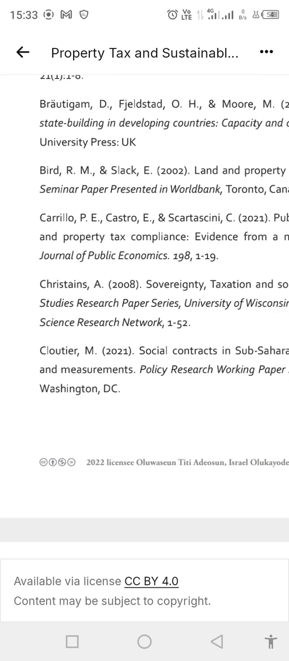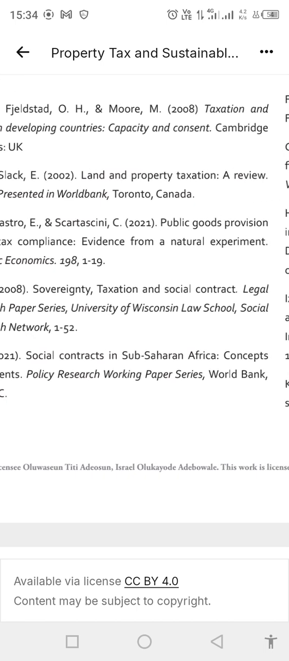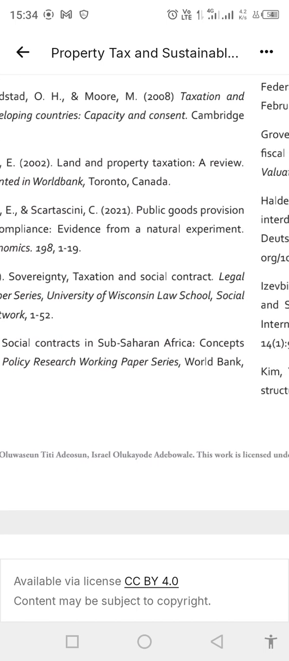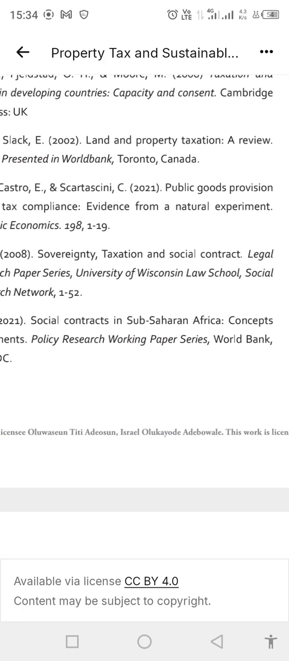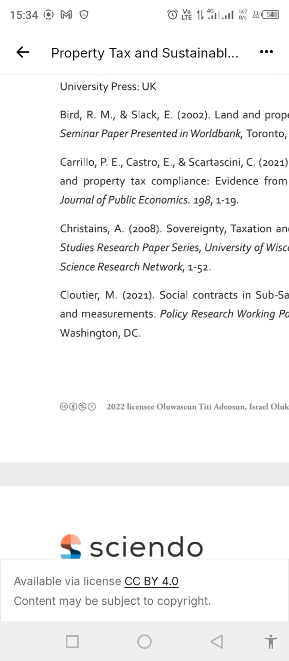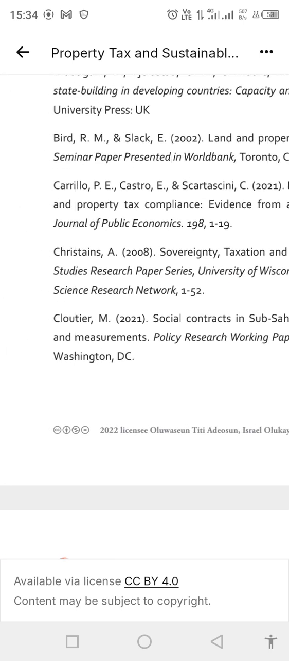But for conference papers, for instance, what we have here is the conference papers. So the conference series, where that paper was presented, the name of that conference series is Study Research Paper Series, and this is being published by the University of Wisconsin Law School, their Social Science Research Network, and that's the reason why we have them in italics here.